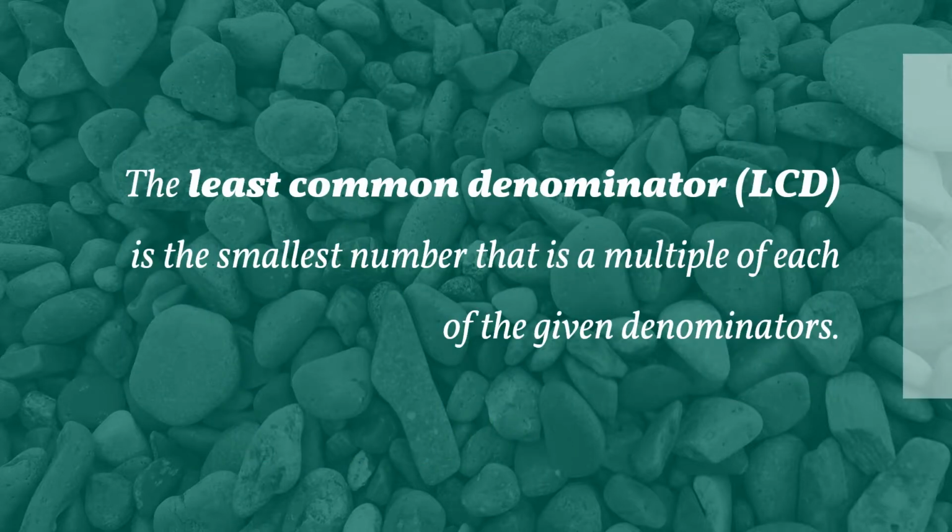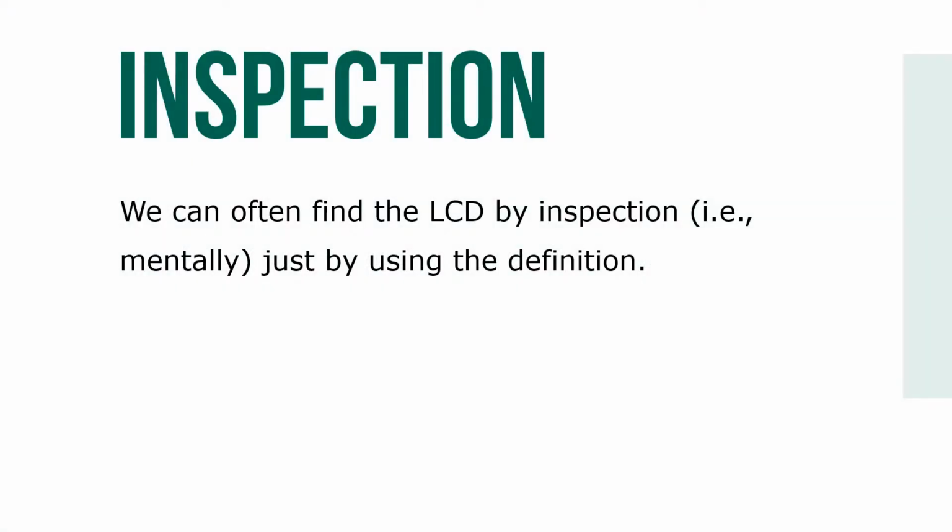The least common denominator, known as the LCD, is the smallest number that is a multiple of each of the given denominators. We can often find the LCD by inspection, mentally, just by using the definition.